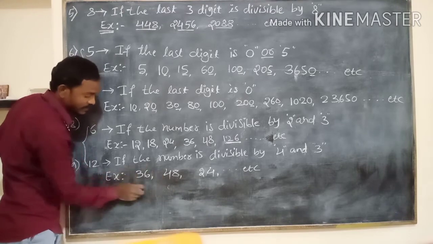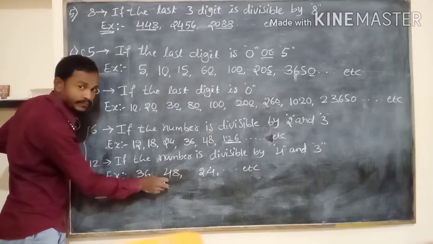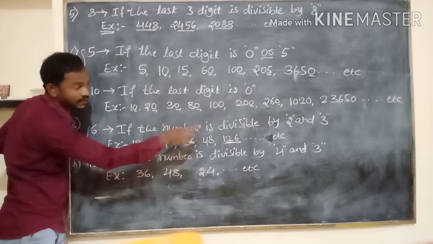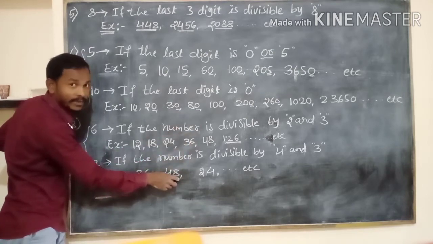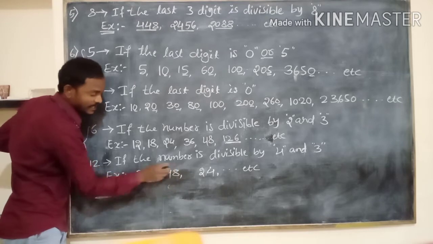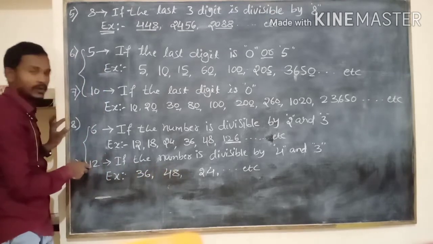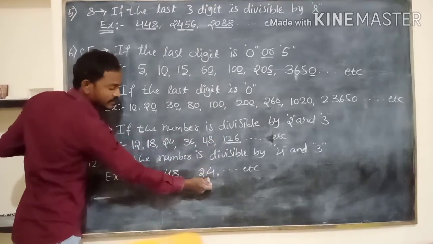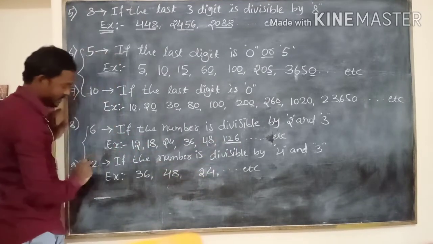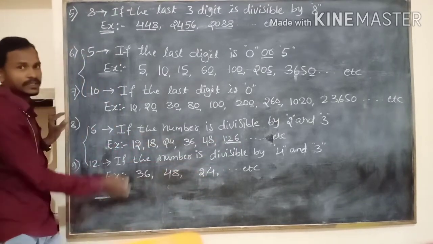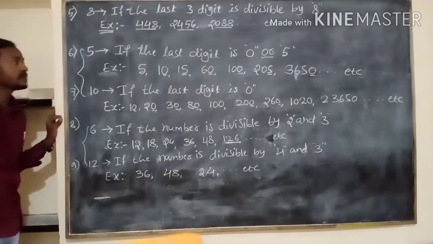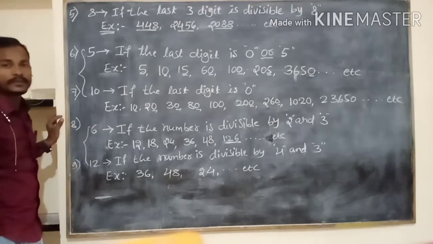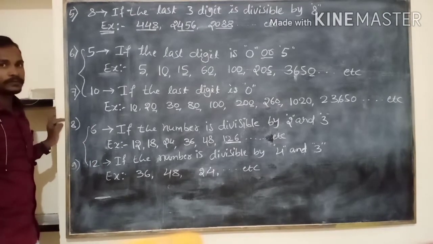The next one, 48. 48 is in the table of 4, 4 twelves are 48. Next, it is in the table of 3, 3 sixteens are 48. Then it is completely divisible by 12, 12 fours are 48. So these are the examples for some divisibility tests. Write down.